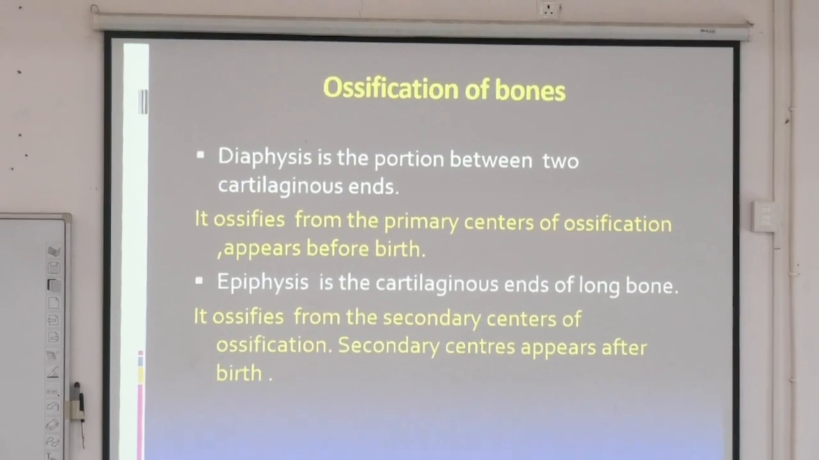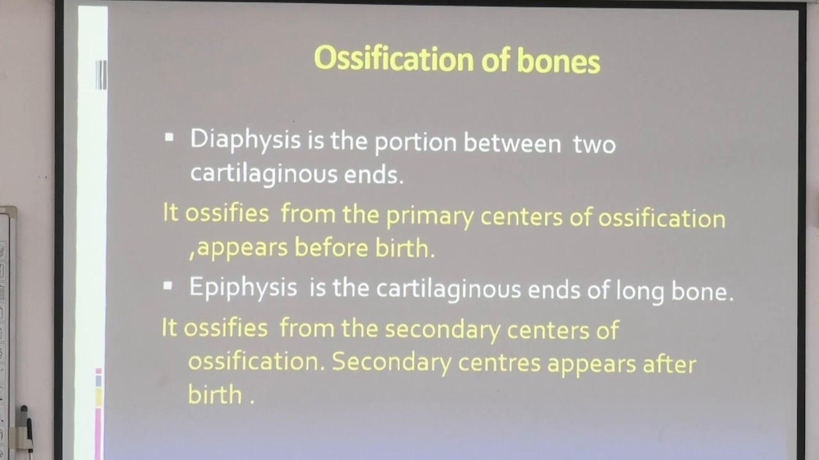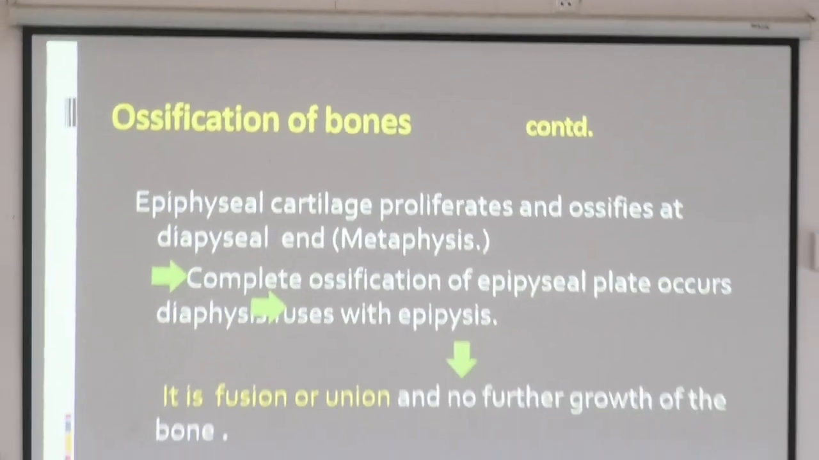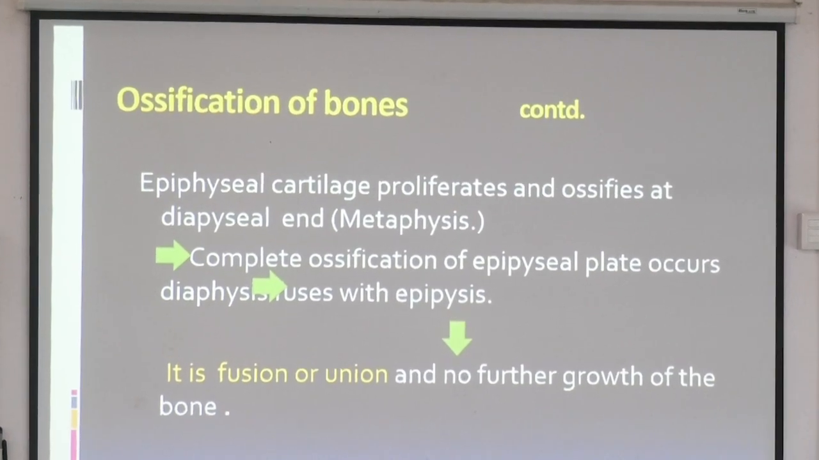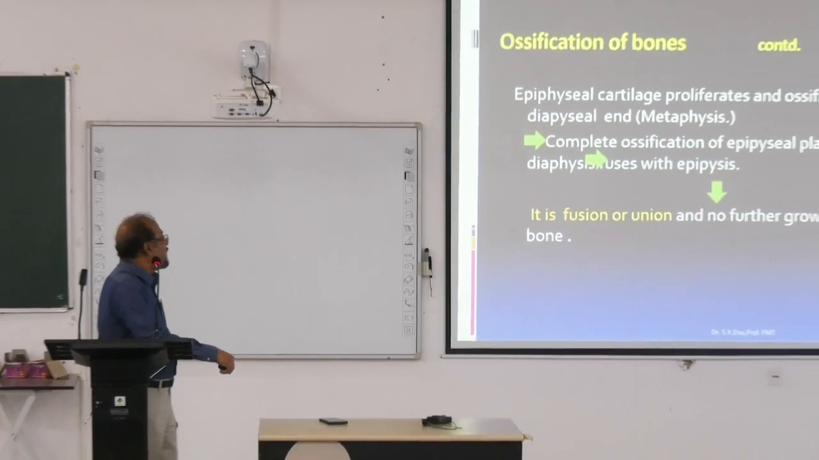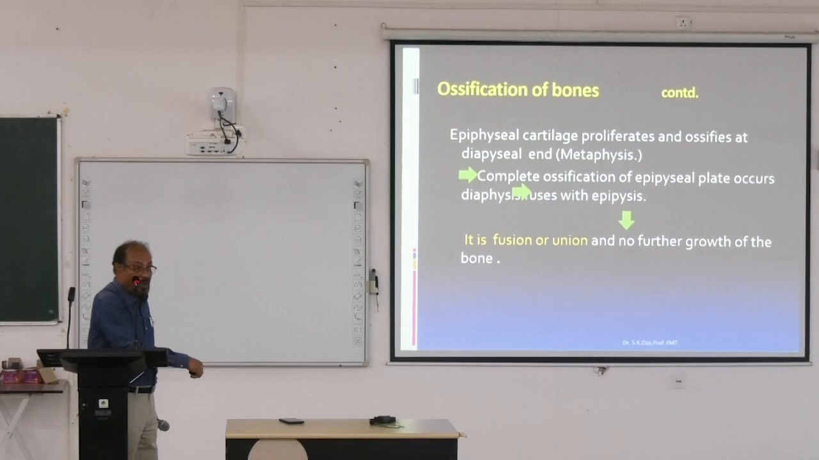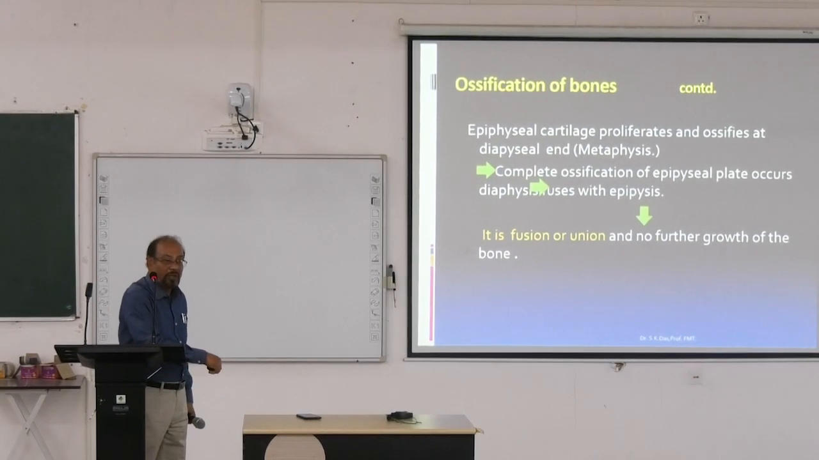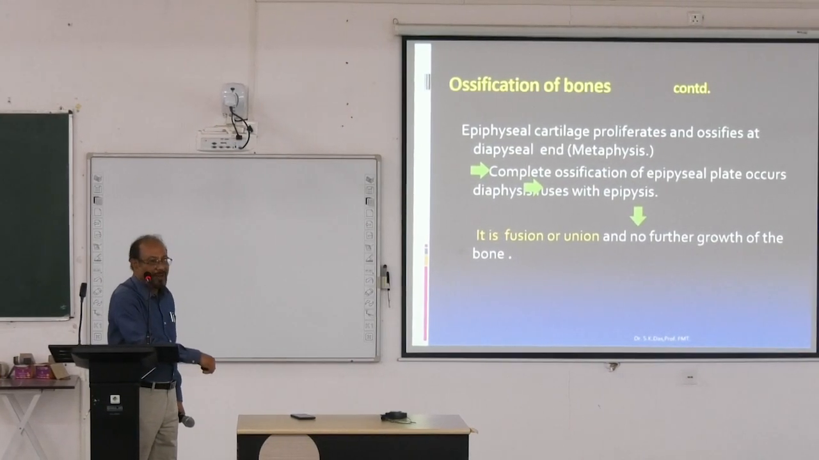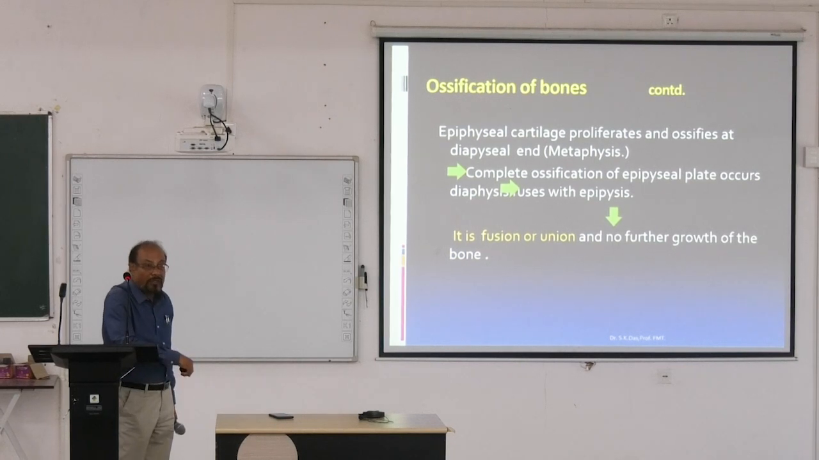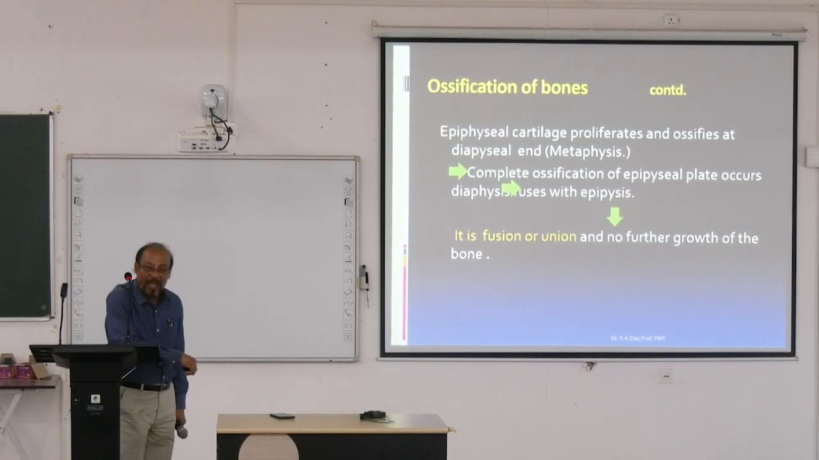Diaphysis is the portion between the two epiphyses. Epiphysis কি দেখতে হবে ঠিক এক্স্যাক্টলি এভাবেই কিন্তু এটা ডেভেলপ করে কি করে, এটা এপিফিশিয়াল কার্টিলেজ proliferates and ossifies at the diaphysis and metaphysis. এটা বললাম growing end of the diaphysis, the metaphysis. That means cartilage gradually gets all calcified and becomes single, and that is fusion or union and no further growth. So finally যখন হবে আর তার কোনো গ্রোথ নেই, that is adult.